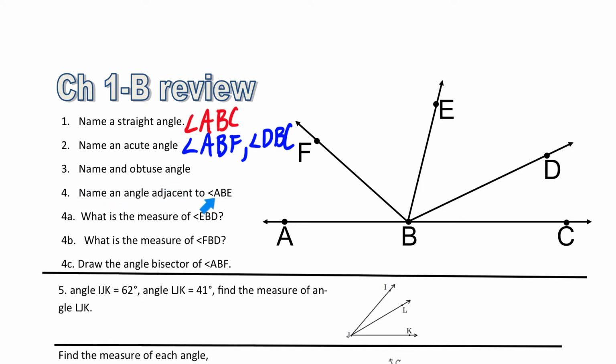Okay, number 2, you're going to name an obtuse. Number 4, you're going to name one that's adjacent to angle ABE. Okay, 4A and 4B, you're actually measuring these. So you're going to be using your protractor on these two, on 4A and 4B. Well, for that matter, you're going to use it on 4C.